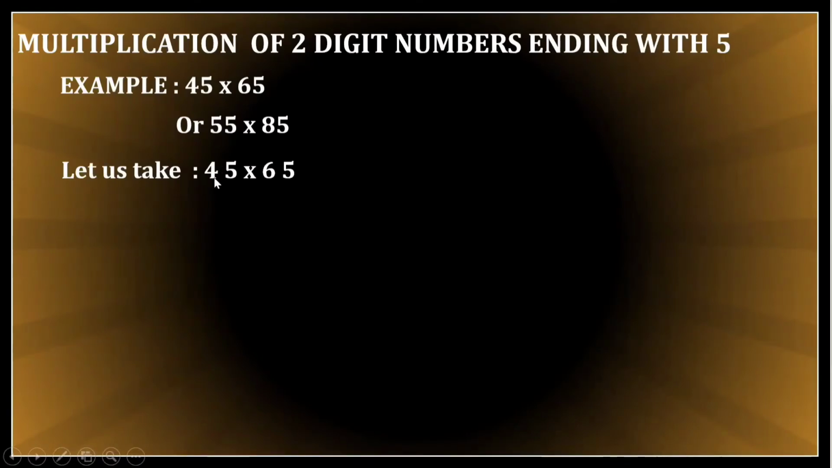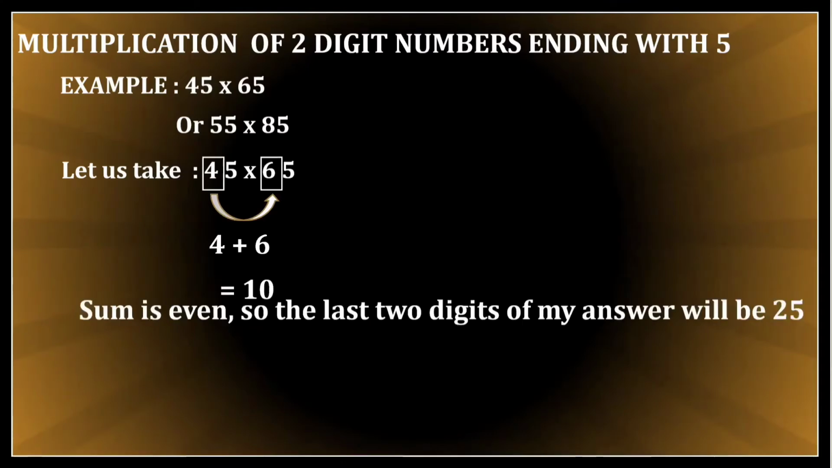Now I will focus on the digits which are before 5, that is 4 and 6. Now add 4 and 6. What do you get? You get the answer as 10. Is 10 even or odd? 10 is for sure even. So the sum is even, so the last two digits of my answer will be 25. Whenever you have the two digits before 5, and their sum comes out to be an even number, your answer will always be 25 in the end.